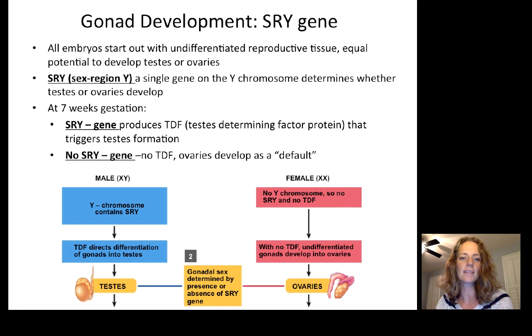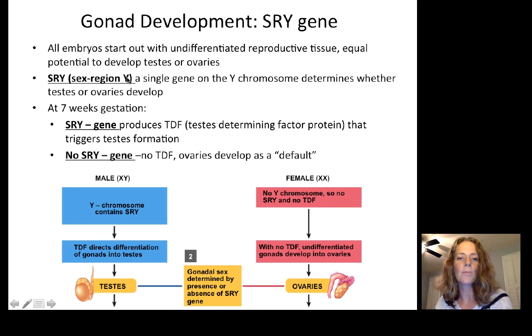So we already did the XX and the XY. So let's look at the next step. So all embryos actually start out with the same reproductive tissue. No matter what their genetic sex is, they start out with undifferentiated or unspecialized reproductive tissue, which looks the same in an early male embryo and an early female embryo. They all have the potential to develop testes or ovaries, and they're just waiting for the right signal.